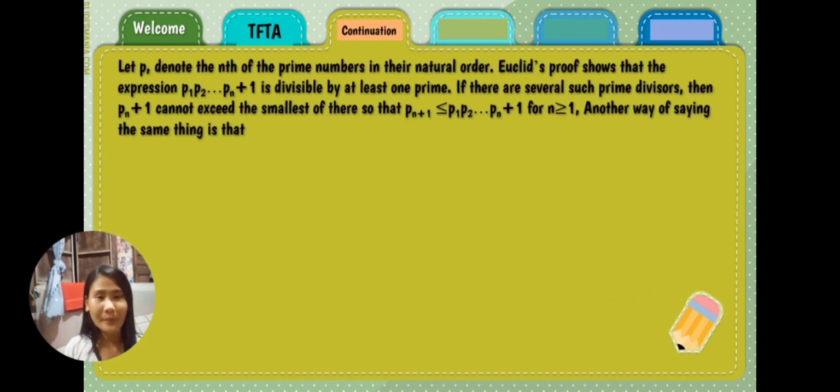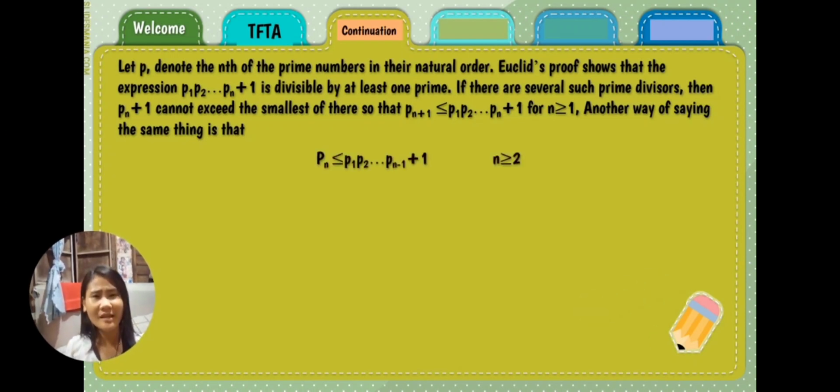So let P denote the nth of the prime numbers in their natural order. So Euclid's proof shows that the expression P sub 1, P sub 2 to P sub n plus 1 is divisible by at least one prime. So if there are several such prime divisors, then P sub n plus 1 cannot exceed the smallest of them, so that P sub n plus 1 is less than or equal to P sub 1, P sub 2 to P sub n plus 1 for n is greater than or equal to 1.